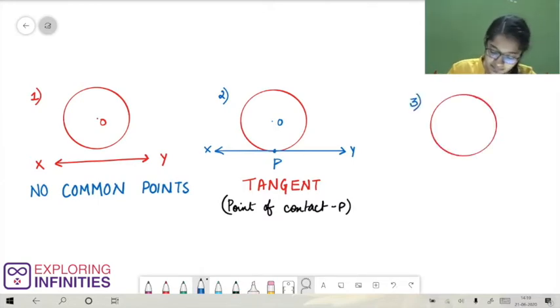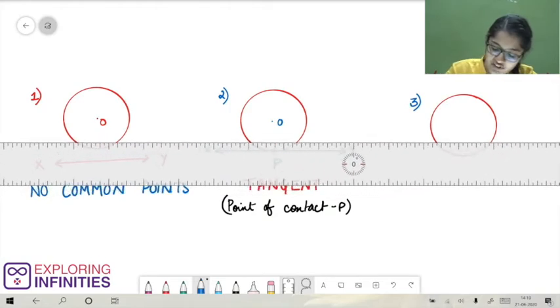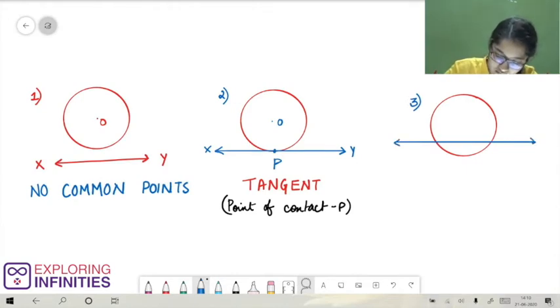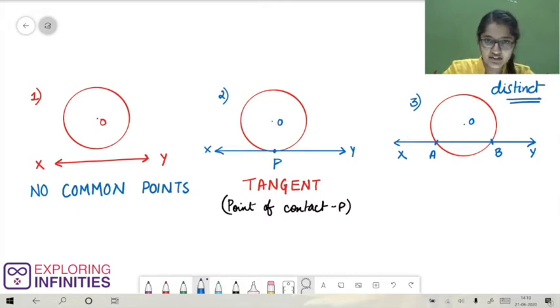In the third case, let us consider a line which is intersecting our circle at two distinct points. This is the line XY. Our circle, as usual, has center O, and this line is intersecting our circle at two distinct points A and B. Here, why is it important for us to mention that the line XY is intersecting our circle at two distinct points? Distinct means different or separate. So A and B are not the same point.